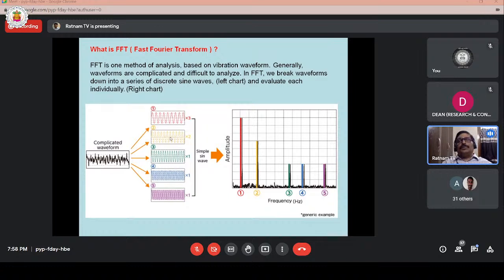This FFT will break the complex waveform into different sine waves, and it converts it into the frequency domain. This is the typical waveform of a complex signal split into simple sine waves. When it is converted into FFT, it looks like that. This is the first component, 1, 2, 3, 4, 5. All these components can be clearly visible in the FFT spectrum.